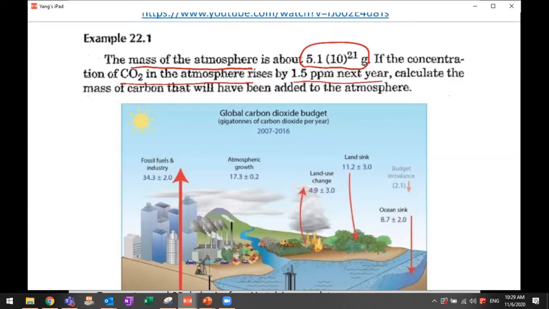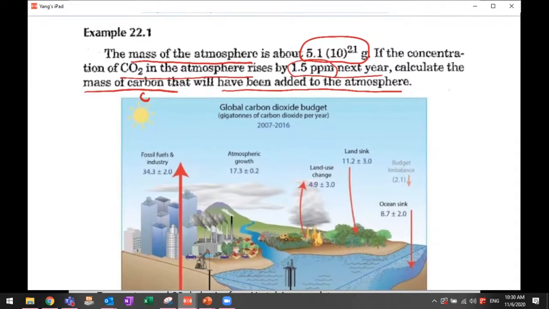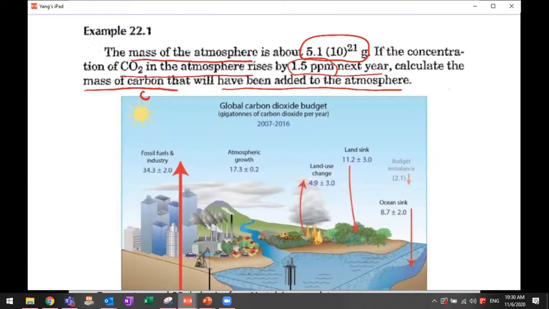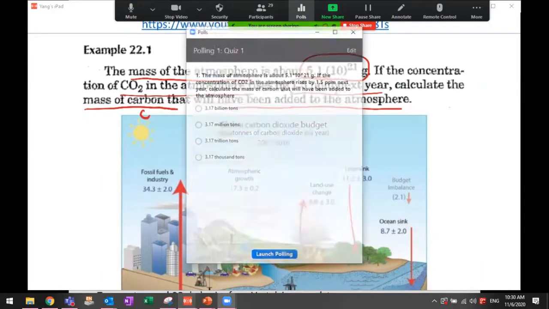next year, let's say for 2021, if we assume that it increases by 1.5 ppm, let's calculate what is the mass of the carbon, remember, carbon, that will have been added to the atmosphere. Okay, so you can use the ideal gas law or use these mass fractions to do the calculation here. So I will give you 5 minutes. This is a quiz problem. Let's do that.